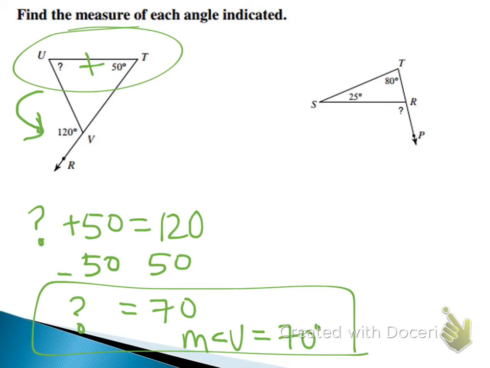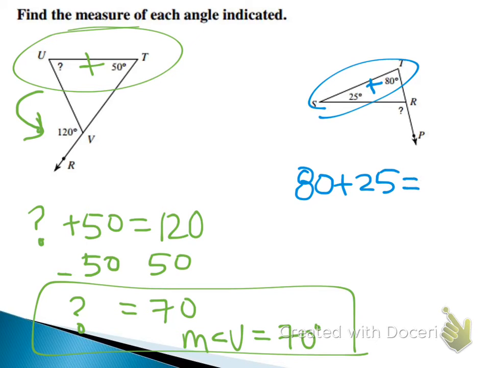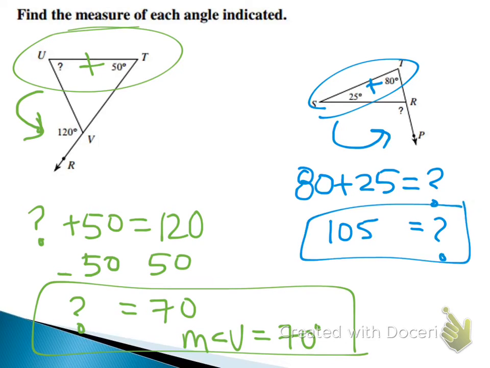The second, what am I going to do here to find the measure of that question mark? Yeah, just add them. They're already the interior non-adjacent. And they will equal the question mark. So what is 80 plus 25? 105. So you can write the question mark equals 105, or how would you name this exterior angle?